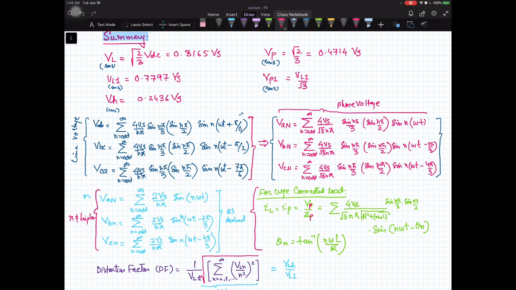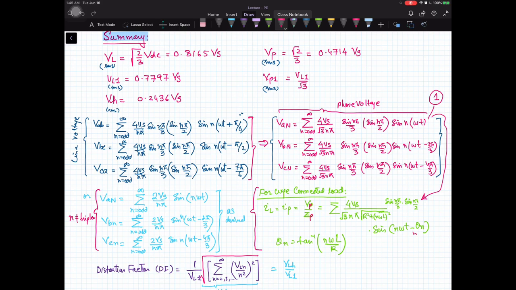Let's look at this waveform. This expression, let me call it expression 1. So using this expression 1, 4 Vs by n pi, we are just dividing it by under root 3, because 4 Vs by n pi is the line voltage, divided by under root 3 we will get the phase voltage, and that is being divided by the impedance under root r square plus n omega l square, and rest of the terms are from this expression, right? So this will be the current waveform, the expression for the current.